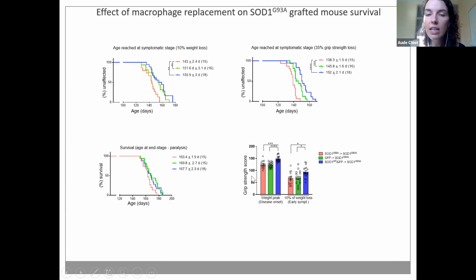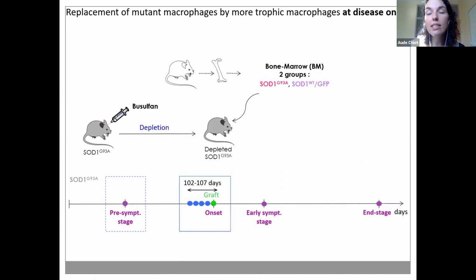But what was interesting is that both at the disease onset and the early symptomatic stage, when we measured the score of the grip strength, we had a higher grip strength score for this group grafted with the SOD1 wild-type GFP. So we had this beneficial effect, but we were not able to target the end of the disease. So what we did is that we wondered whether, instead of grafting the mice at the pre-symptomatic stage, what would happen if we grafted them later at the disease onset? And so what we did is basically the same thing.